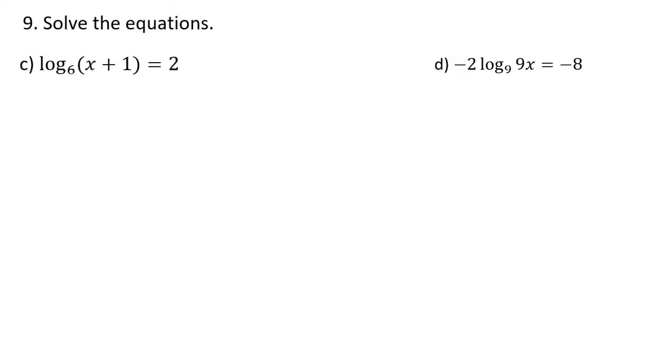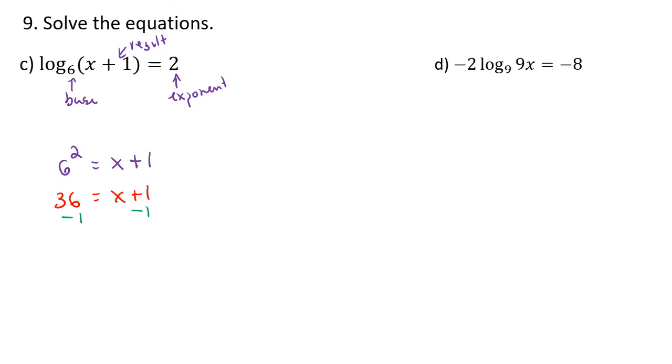I can now safely put this into exponential form. Remember, this is your base. This is your exponent. And this is what I like to call the result. So I will do 6 to the second power equals x plus 1. It's now in exponential form. Now I can solve this equation. 6 to the second power is 36. I then want to get x by itself, so I minus the 1 over, and I see that x is equal to 35. And I've solved the equation.